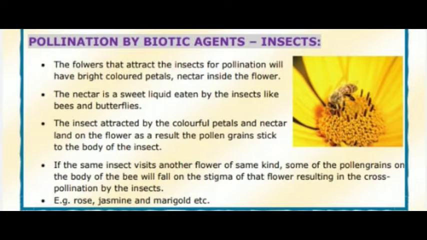The insect attracted by the colorful petals and nectar land on the flower. As a result, the pollen grains stick to the body of the insect. Now, if the same insect visits another flower of same kind, some of the pollen grains on the body of the bee will fall on the stigma of the flower, resulting in the cross-pollination by the insects. Example, rose, jasmine and marigold, etc.